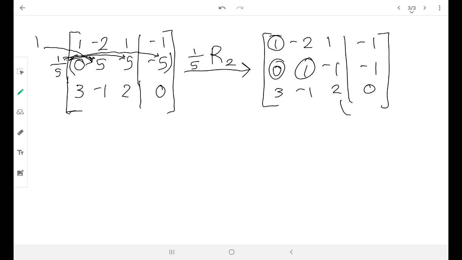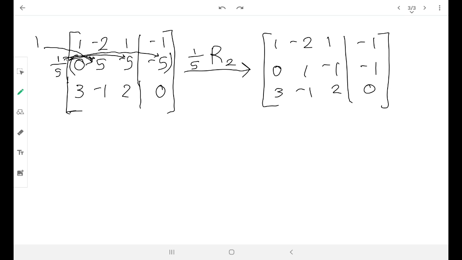The next thing to have happen is that I have to use row operations to make this a 0 and that a 0. And then I'll take whatever that final thing is and I'll turn it into a 1. But I have to make the zeros first. Okay? So let me get rid of all those arrows and all those circles. And let's work on making that 3 a 0.